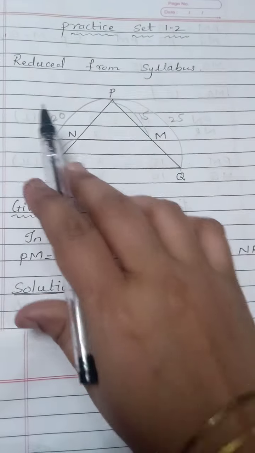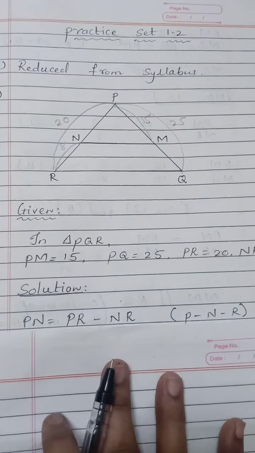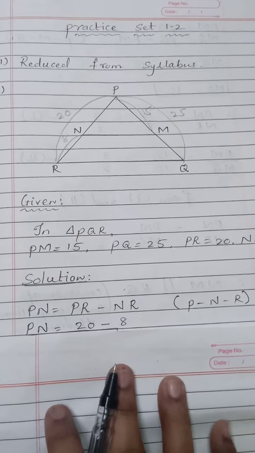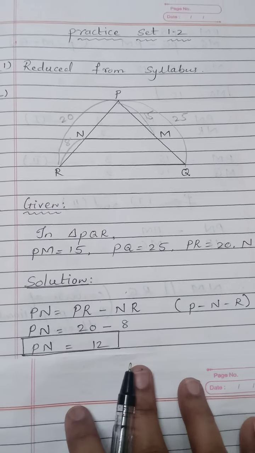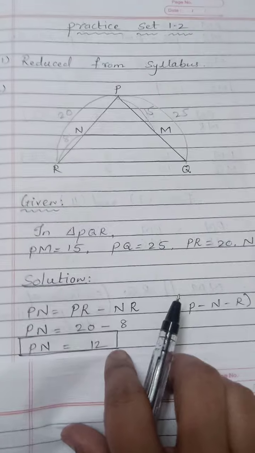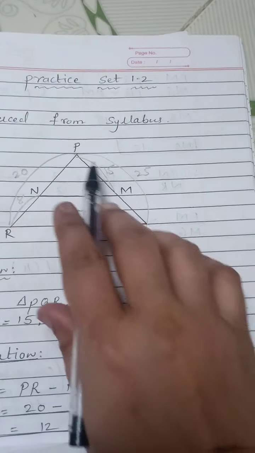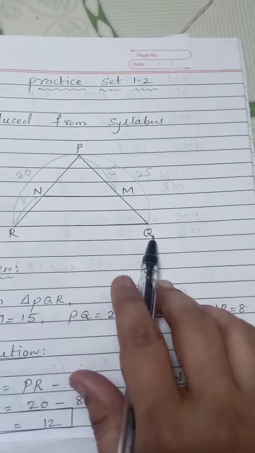Now the value of PR is 20 and the value of NR is 8. So now we'll substitute their values. 20 minus 8, we know, is nothing but 12. So we have got the value of PN as 12. Similarly we'll do here also. From PQ, if I subtract PM, we'll get the value of MQ.